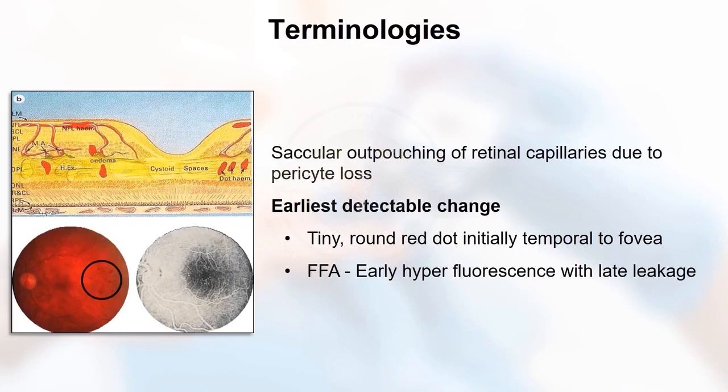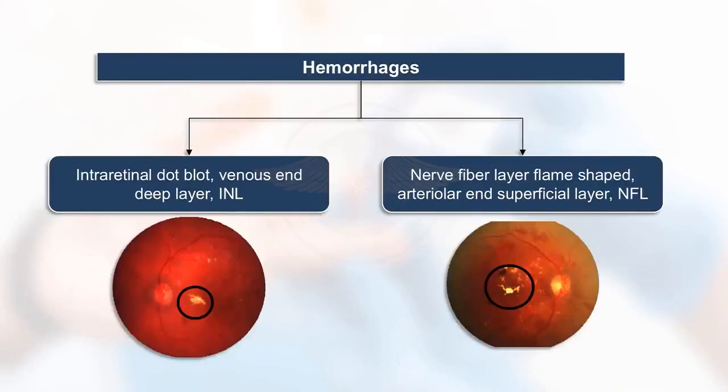These things are there. In fundus fluorescein angiography, there is early hyperfluorescence with late leakage. That is being shown. There is temporal to fovea, and these are the intraretinal hemorrhages. These are the dot blot hemorrhages, in the venous and deep layer, and in the inner nuclear layer.